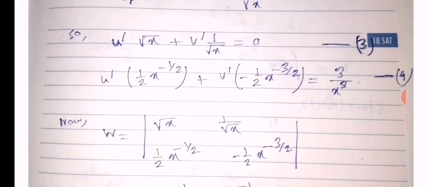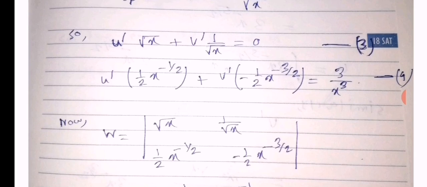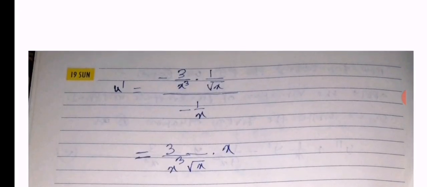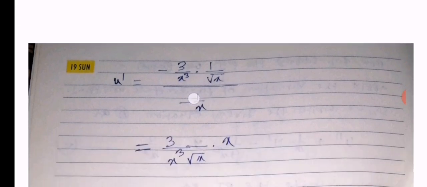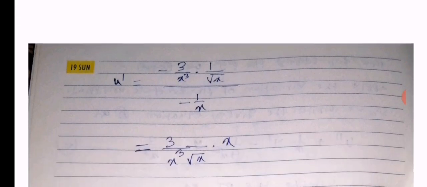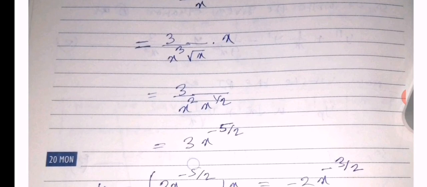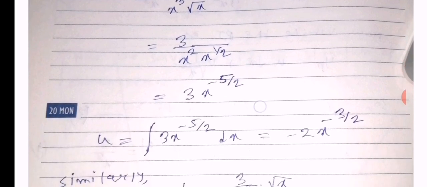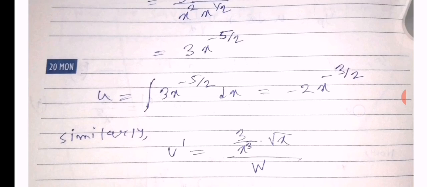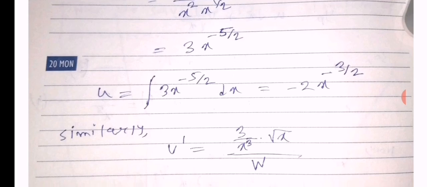If you calculate the Wronskian of the left hand side, you will finally get the Wronskian as minus 1 upon x. So u dash you can write as minus 3 by x square, x cube into 1 upon root x, divided by the Wronskian value minus 1 by x. So finally you will get u dash equal to 3x to the power minus 5 by 2. So u equal to minus 2x to the power minus 3 by 2.